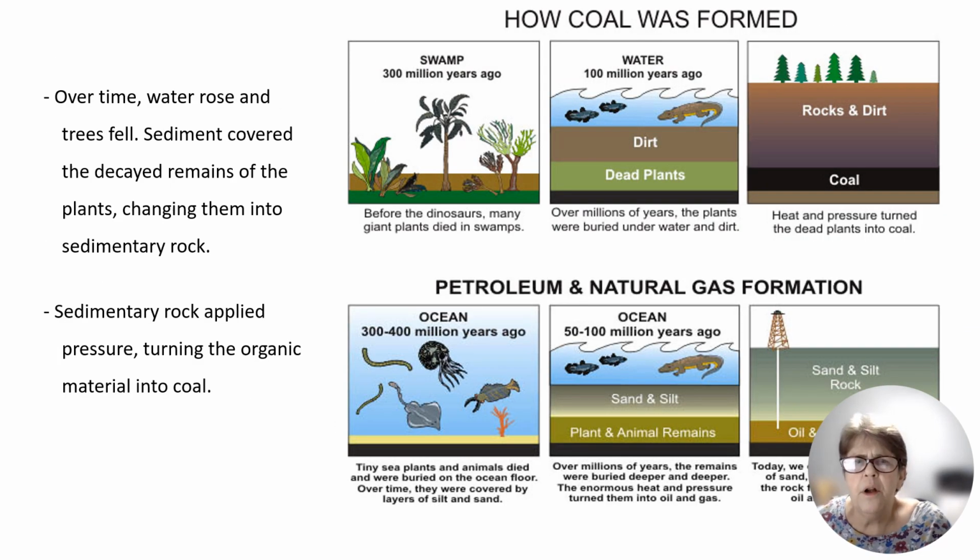Over time, water rose and trees fell, and then sediments covered the decayed remains of the plants. So here's our swamp. Here's water covering all the dead plants, and now there's animals, and here's rocks and dirt. And look, there's coal. That's where all the dead plants were. So sediment covered the decayed remains of the plants, that's the dirt over the dead plants, and it changed them all into sedimentary rock. And then the sedimentary rock applied pressure and turned the organic material into coal.